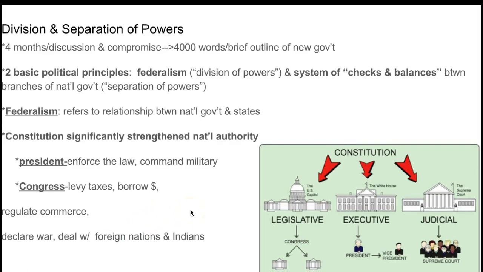You have this separation of powers. They just talked about this for 4 months. You have federalism, which is the division of powers, and then you have these checks and balances between all of these different branches. So you have this relationship between the national government and the states. The Constitution strengthened national authority a great deal. The president was to enforce the law and command the military. The Congress was to levy taxes, borrow money, regulate commerce, declare war, and deal with foreign nations and the Indians. Look at the power. They kept the power here in Congress, and they were very limiting on the president because they were scared of getting into a monarchical situation, where the president turns out to be basically a king. So you see how Congress has all the power here because they are elected by the people.